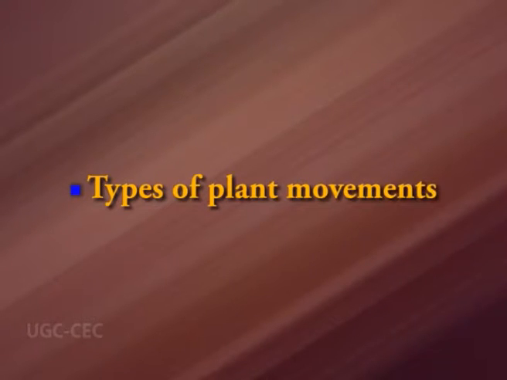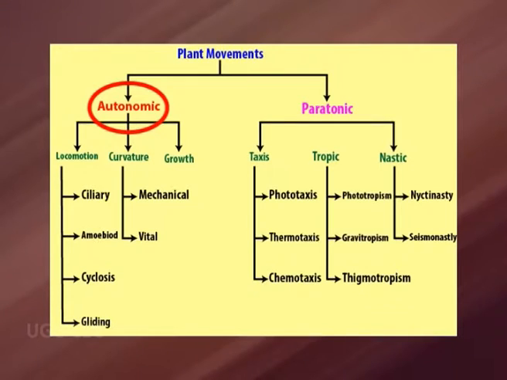Types of plant movements. This part of the lecture we will discuss in detail. Although the power of movements in plants may not be very pronounced, yet it is brought about by definite external and internal stimuli. Based on this, whether the stimulus is internal or external, plant movements can be classified into two main types. Number one, autonomic. Number two, paratonic. Let us discuss these two broad types one by one.